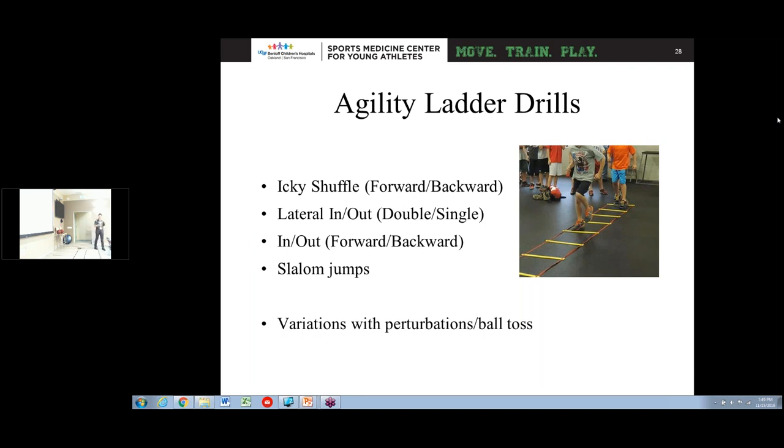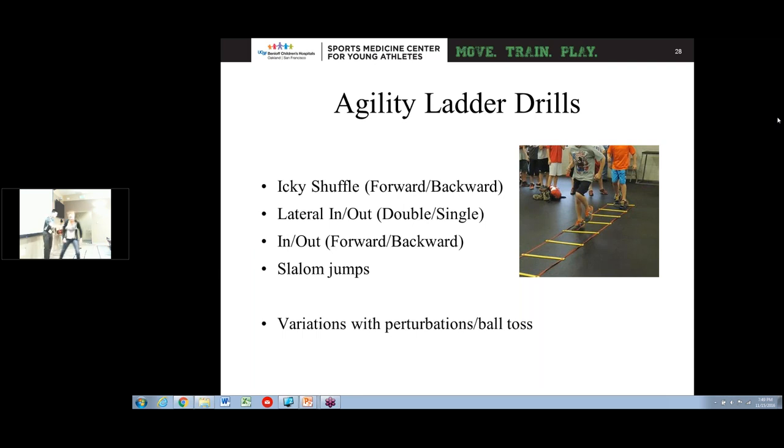Okay. So one more thing I have. So I'm gonna have you do the icky shuffle because you're so good at that. Okay, so that first one we go in and out. And then what you do is when she gets over here, you just bump her.